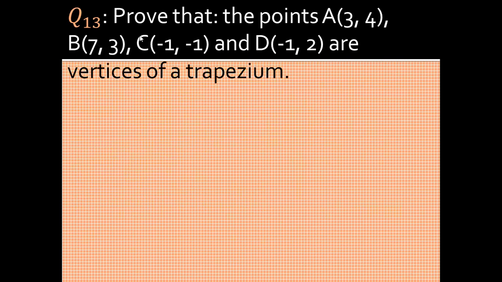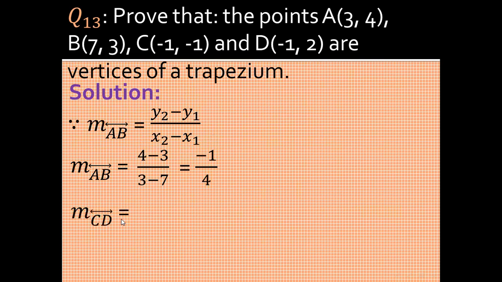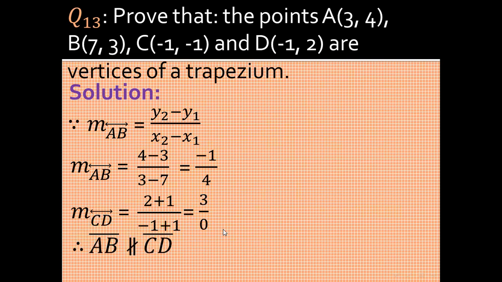Prove that the shape ABCD is a trapezium, or trapezoid. A trapezium is a quadrilateral that has only two sides parallel. So we can find the slope of AB by using the rule y2 minus y1 divided by x2 minus x1 equals 4 minus 3 divided by 3 minus 7 equals negative 1 over 4. By the same way, the slope of CD equals y2 minus y1 divided by x2 minus x1 equals 2 minus negative 1 equals plus 1 divided by negative 1 minus negative 1, negative 1 plus 1 equals 3 divided by 0. Then the slope of AB and the slope of CD are not equal.